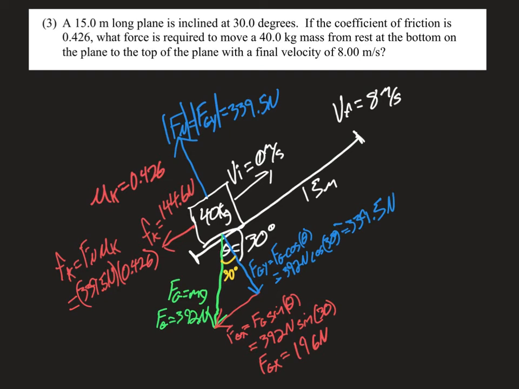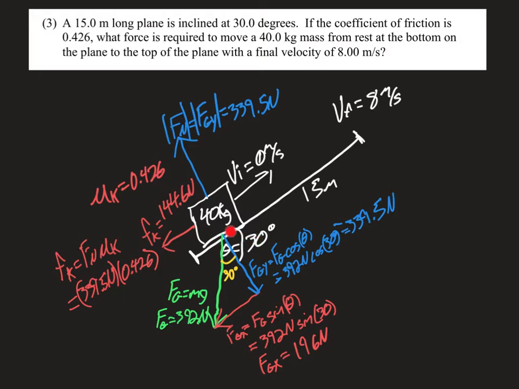Okay, so if we're looking at number 3, we have a 15-meter long plane inclined at 30 degrees. If the coefficient of friction is 0.426, what force is required to move a 40 kilogram mass from rest at the bottom of the plane to the top of the plane with a final velocity of 8 meters per second?